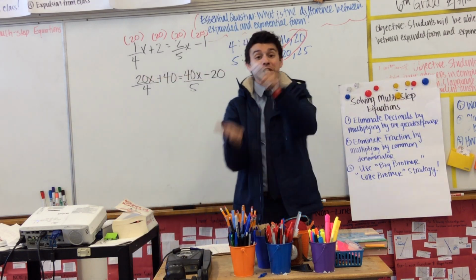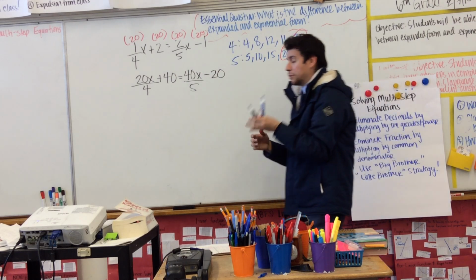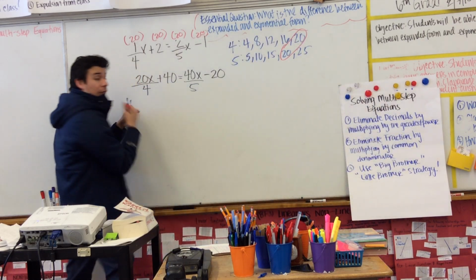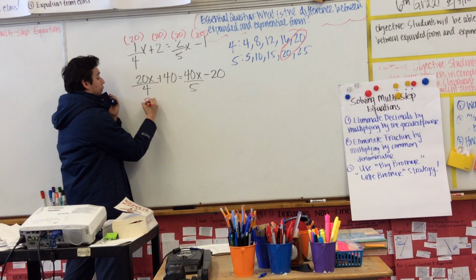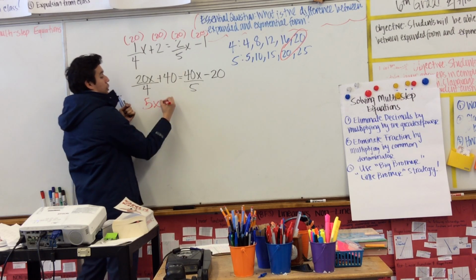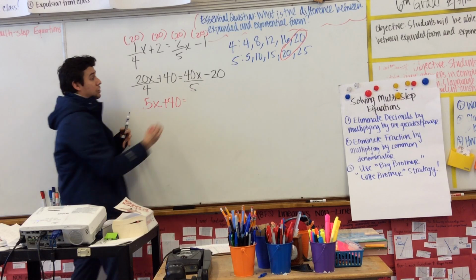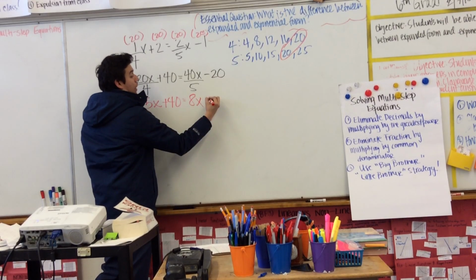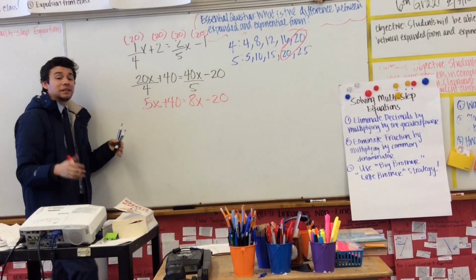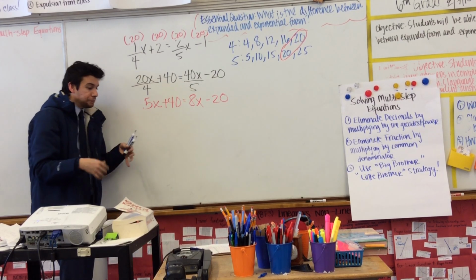Now, you're going to see how they reduce, reduce, reduce. See what's going to happen right now. 20 divided by 4 is just 5x. Drop the 40 equals 40 divided by 5 is just 8x. And drop your constant. And now it's something that you know how to do easily.